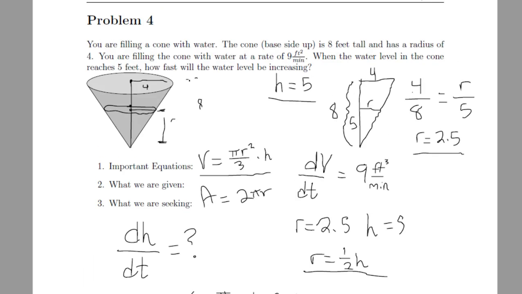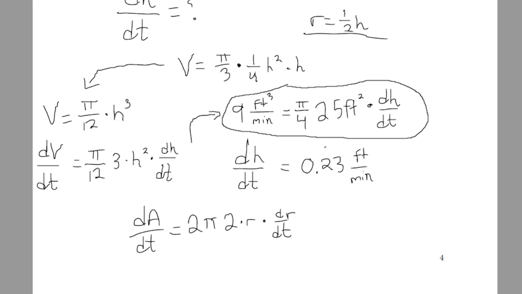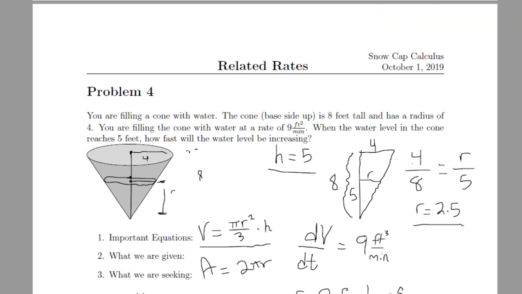So in this case, instead of the rate at which the cone is filling with water, we would be given either the rate at which the area is increasing and be asked to find the rate at which the radius is increasing, or we would be given the rate at which the radius is increasing and try and figure out the rate at which the area is increasing. All right.